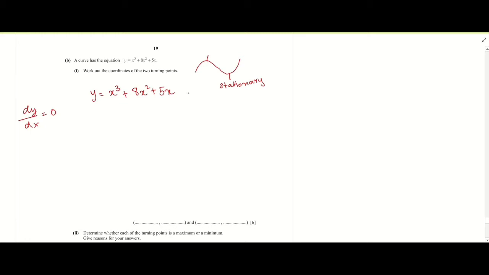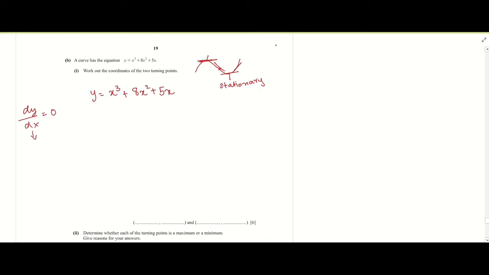So dy by dx means the gradient, right? The gradient at any x value. Imagine over here, the gradient is equal to 0, right? Because it's a horizontal line that you can see. That's the reason why the gradient is 0. But the gradient at this other x value is not going to be 0, and similarly the gradient at that point is not going to be 0, and it's not even equivalent to this.